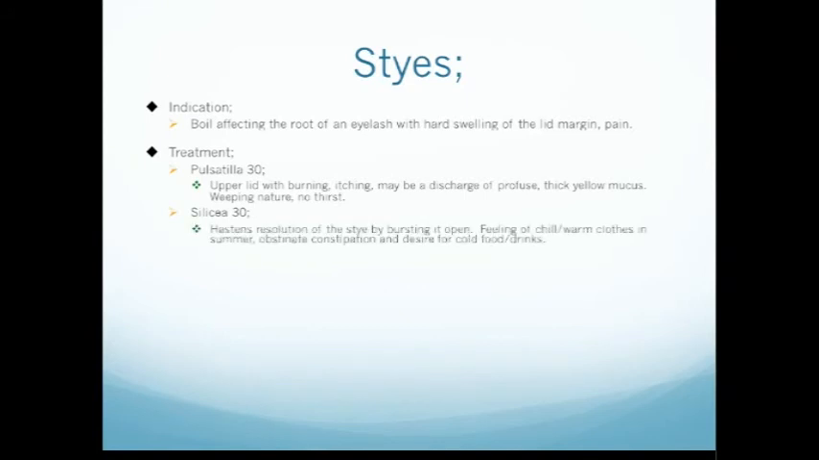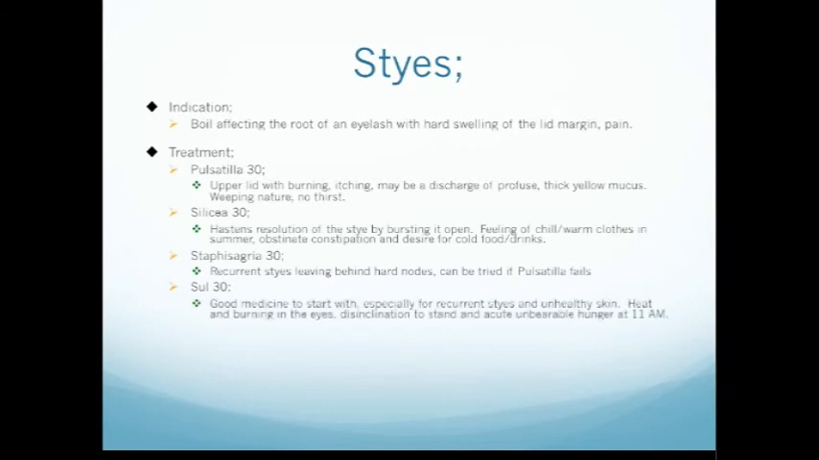Silicea 30 is useful when there is a hastening resolution of the stye by bursting it open. There may be a feeling of chill, warm clothes worn during the summer, and obstinate constipation, and a desire for cold food and drinks. Staphylococcus aureus 30 is good for recurrent styes leaving behind hard nodes. It can be tried if pulsatilla fails.